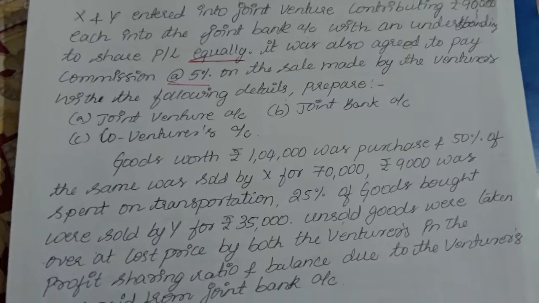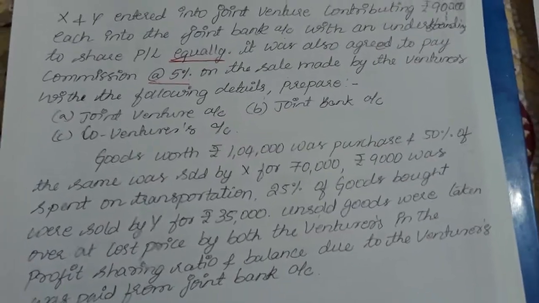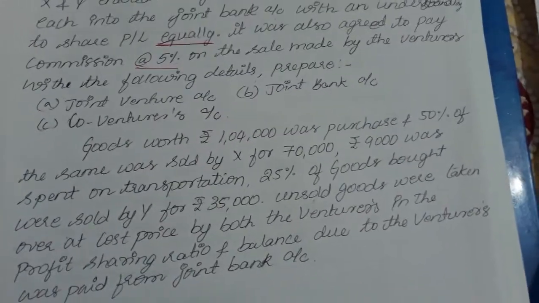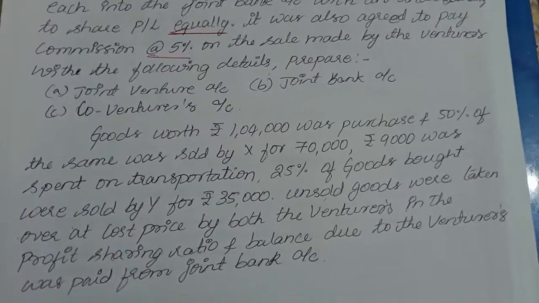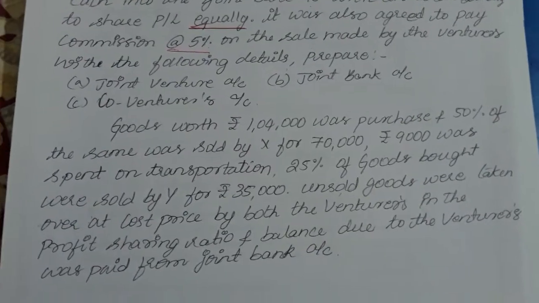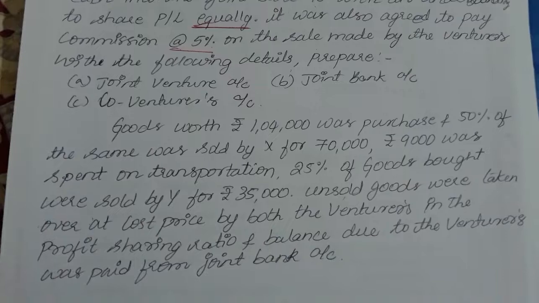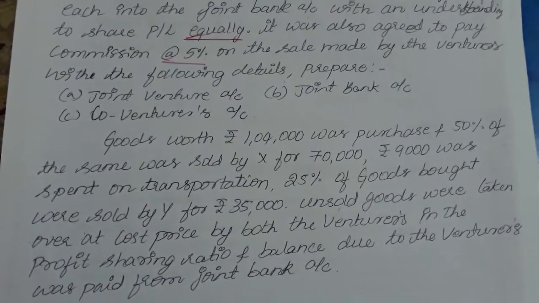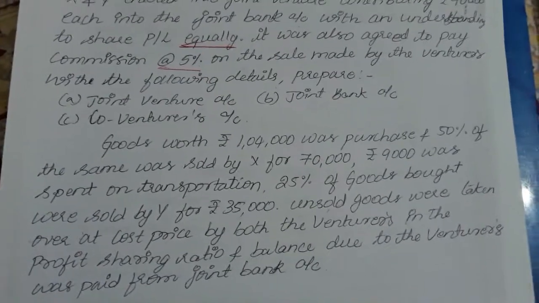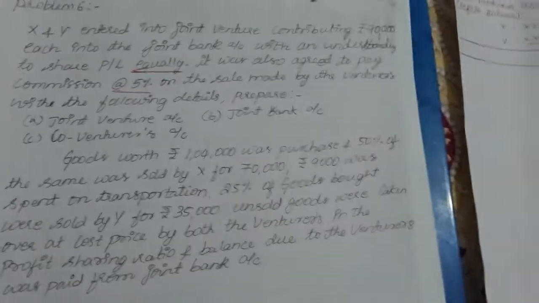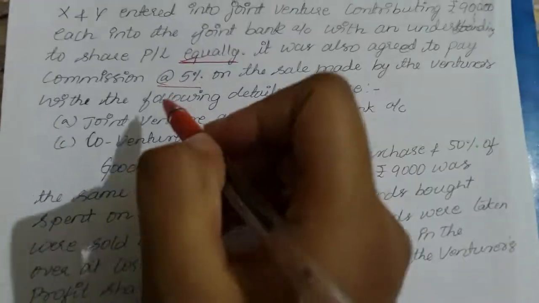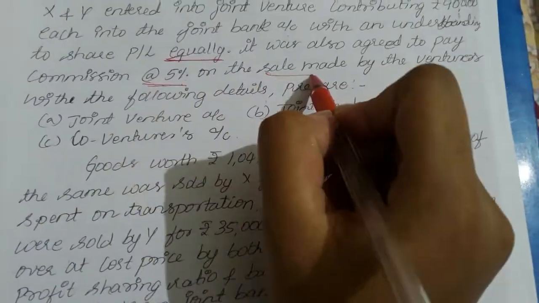So any commission which has been paid, where are we supposed to record it? In the joint venture, all the expenses, on which side do we record them? Expenses will be recorded on the debit side, right? So we are supposed to record this commission also on the debit side of the joint venture account, right? So next, you are supposed to see what is the commission percentage? 5% on the sales made by them.